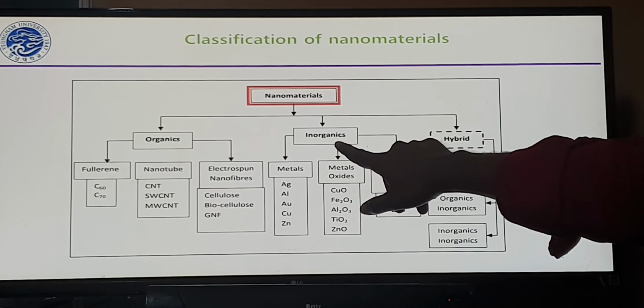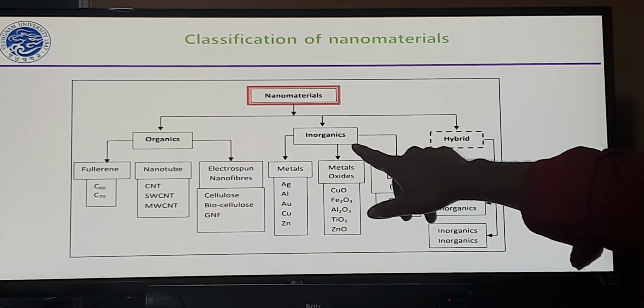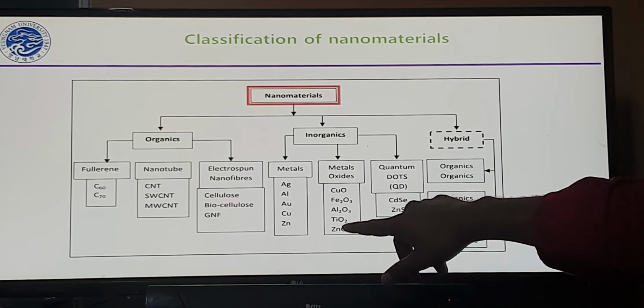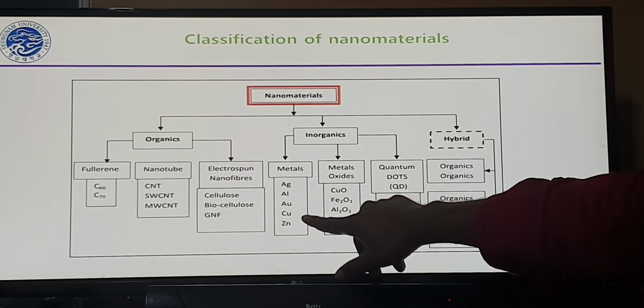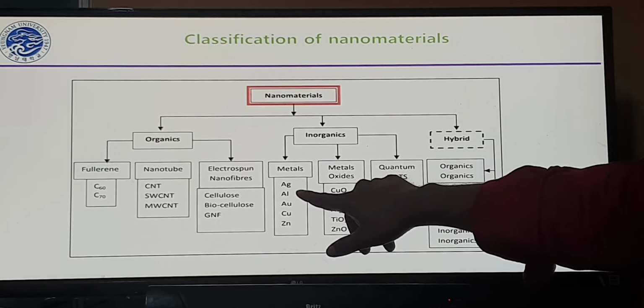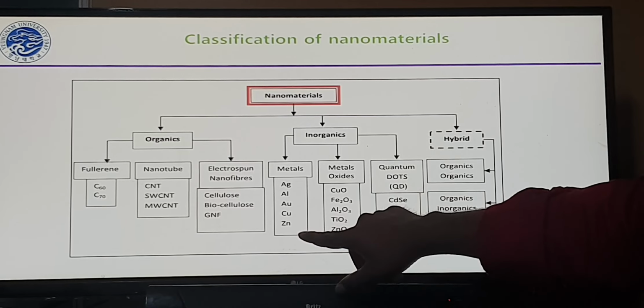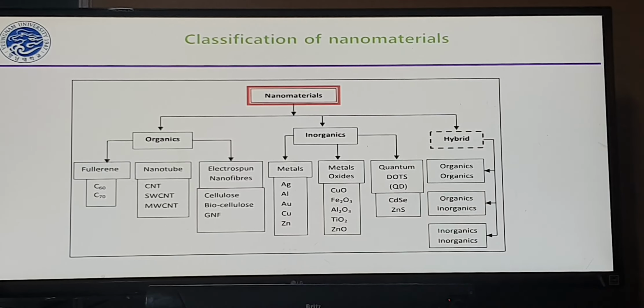We also have inorganic nanomaterials. In inorganic nanomaterials we have different kinds, like metals: silver, aluminum, gold, copper, zinc. These come under inorganic nanomaterials, and also metal oxide based inorganic nanomaterials.